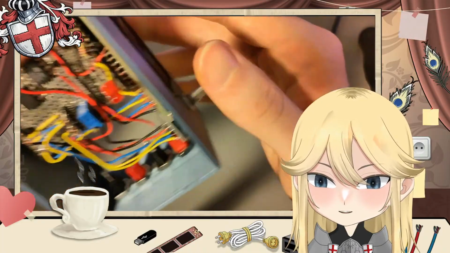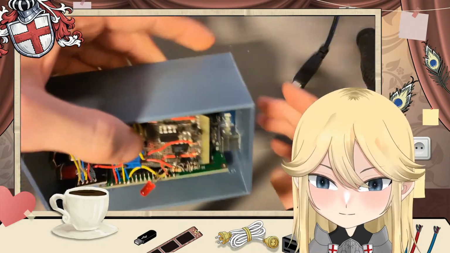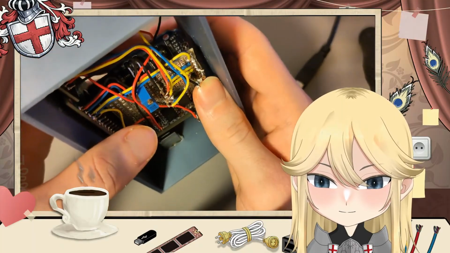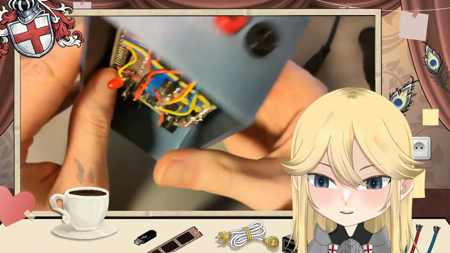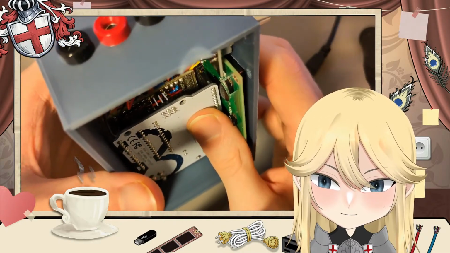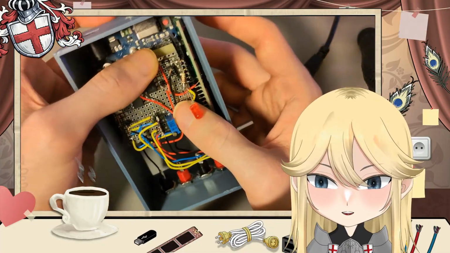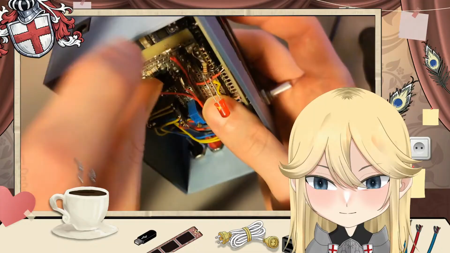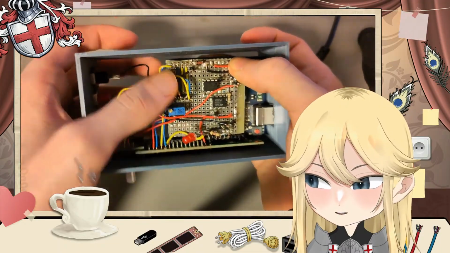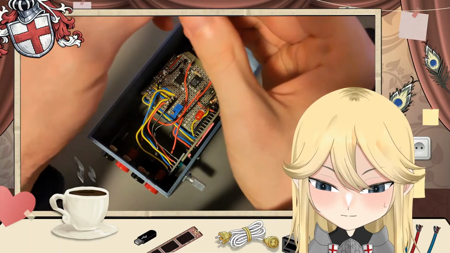Okay. Wait, is that in? Hold on. I think we're in on this side. Let's check this side. I think we're also in. And this is also in. Press everything down. Come on, okay. And fuck, which one was out? This one was out.